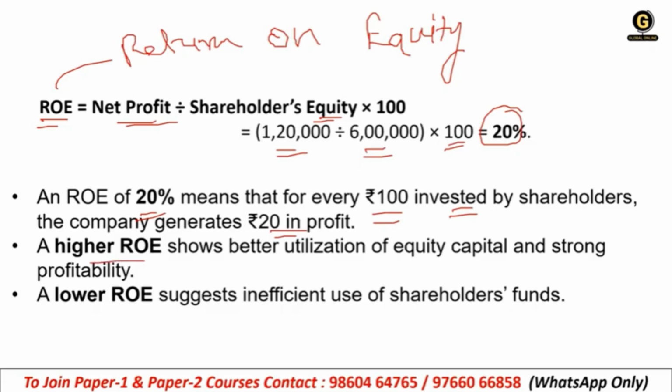The higher the ROE, the better the utilization of equity capital and the stronger the profitability. And if the ROE is lower, it suggests inefficient use of the shareholders' fund. The company is not sufficiently using the shareholders' fund and is not generating profit from this kind of fund. Clear?